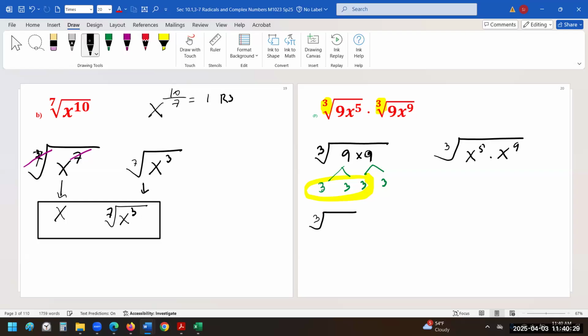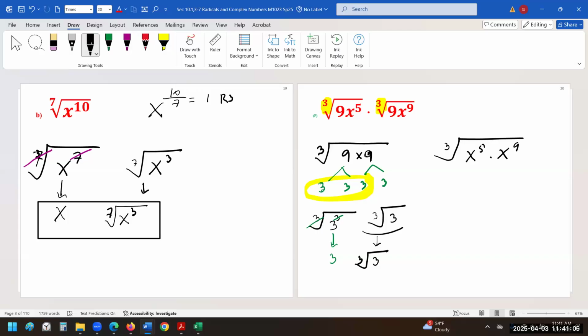So cube root of 3 of them and cube root of a single one. What happens to the cube root and cube power? Cancel out. So what remains from the first radical? Only 3. The second one is sad. We can't get it out. So we just bring it down.